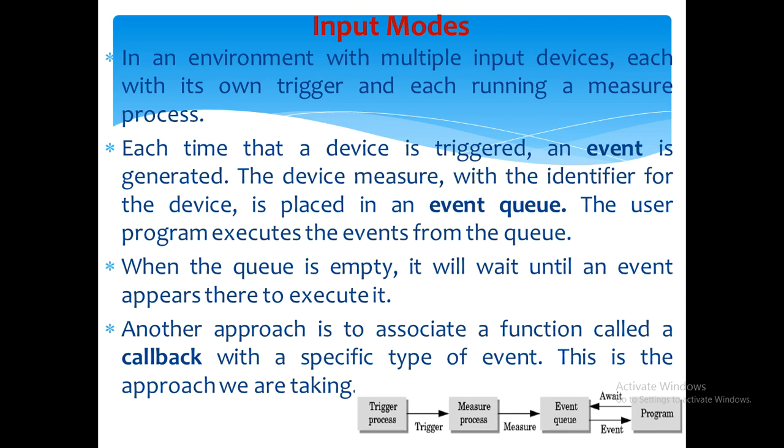Your user program keeps on executing the events from the event queue. If there is an event, then the measure will be there, it takes that measure and works on it accordingly. When the queue is empty, it will wait until an event appears there to execute it, right?